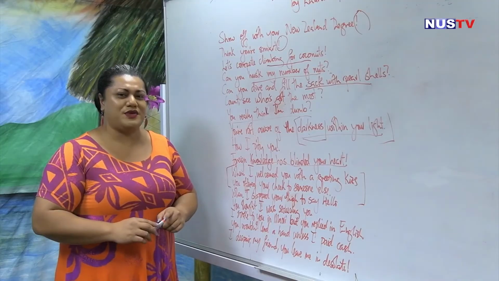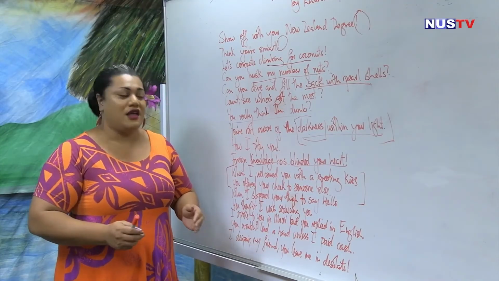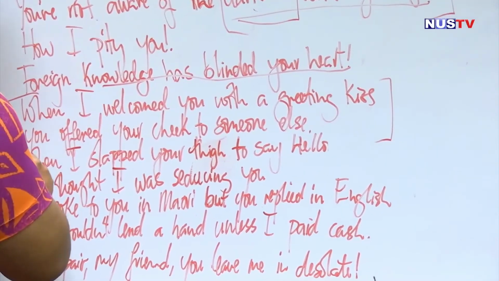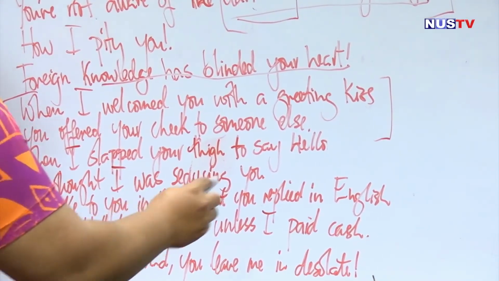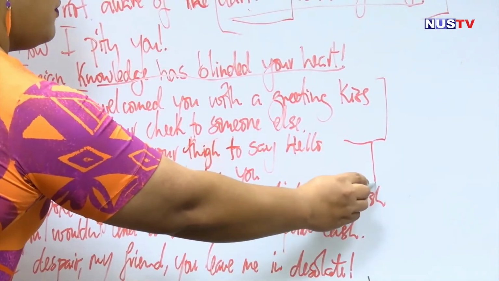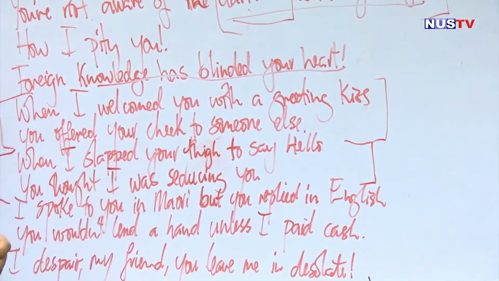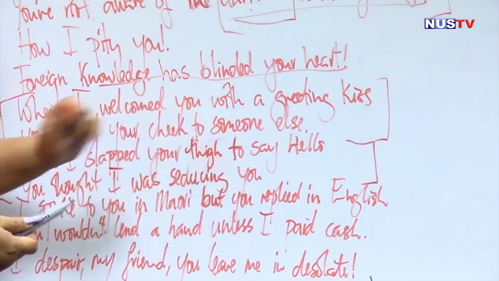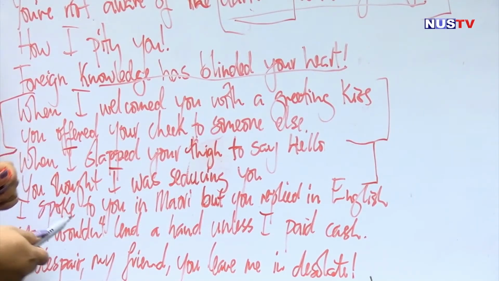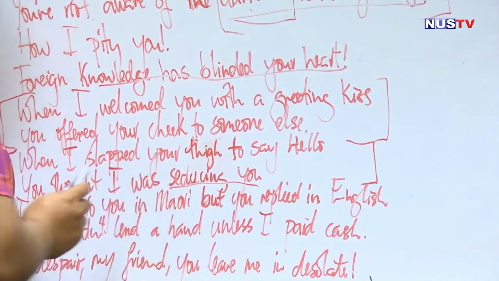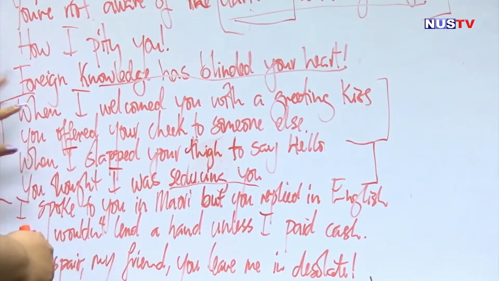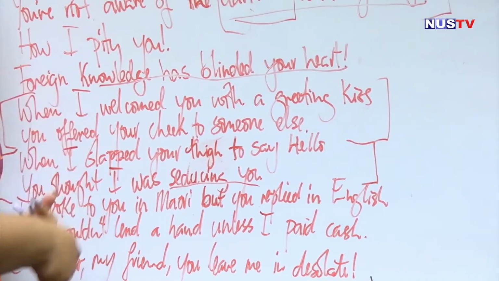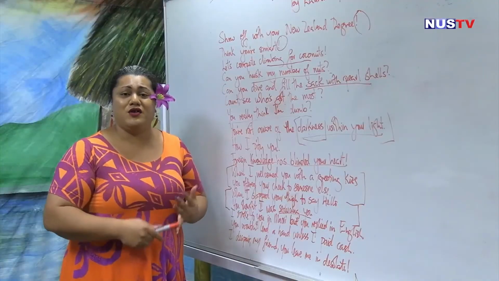How do you know it's between a girl and a boy? The next lines tell you this. It indicates that the poem, or the two personas, it is a relationship between a boy and a girl. When I slapped your thigh to say hello, you thought I was seducing you. So again, these four lines indicate that the poem is about a boy and a girl.